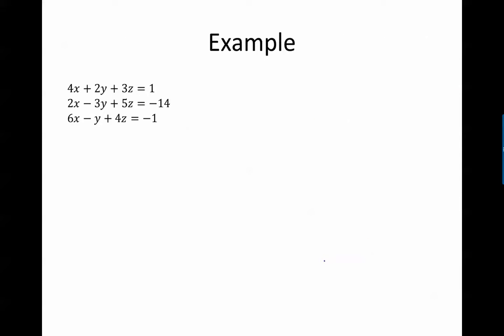So let's go ahead and do an example. Here it is, right? Here's my 3 by 3 system. I have x, y, and z, and I have three different equations. And I'm going to call this equation 1, equation 2, and equation 3, just so I can have some labels to talk about them. What I need to do is choose one variable to eliminate, and I'm going to eliminate it twice.